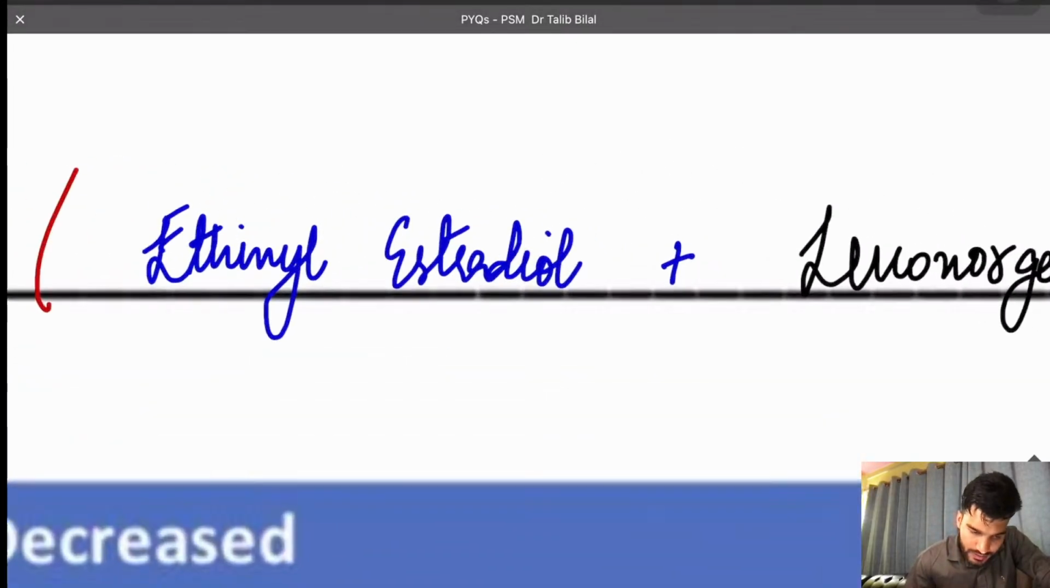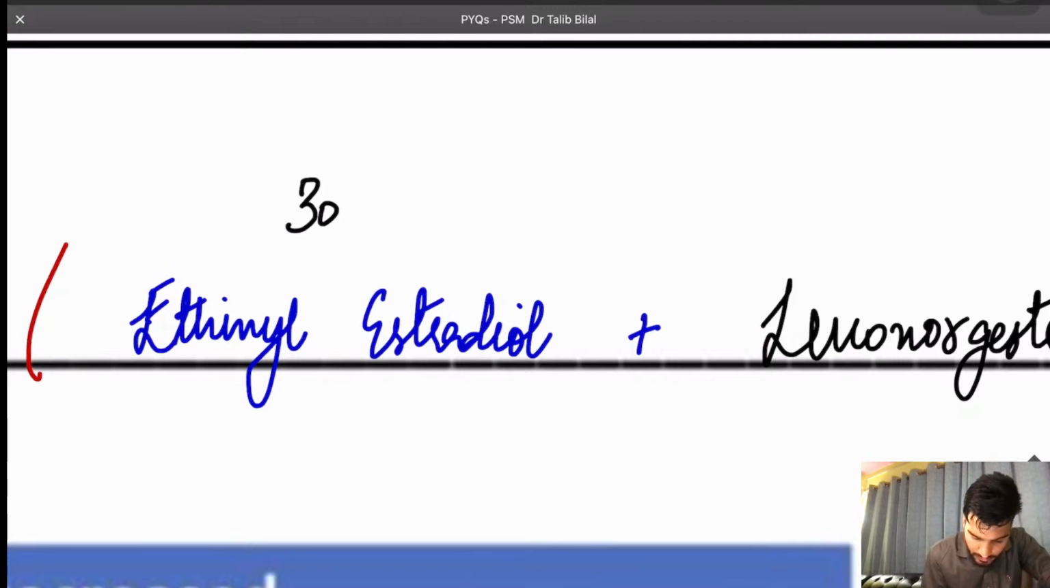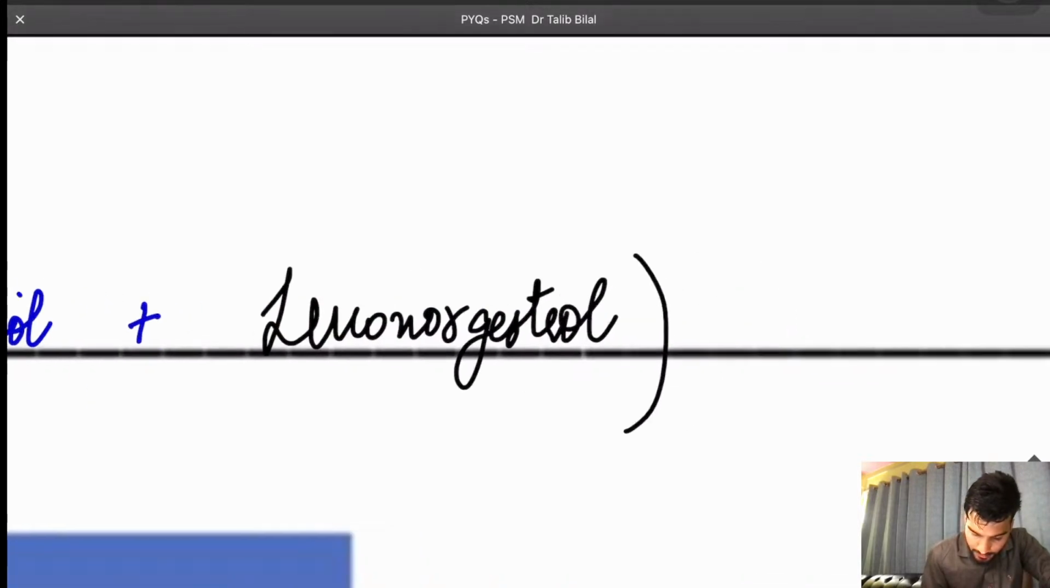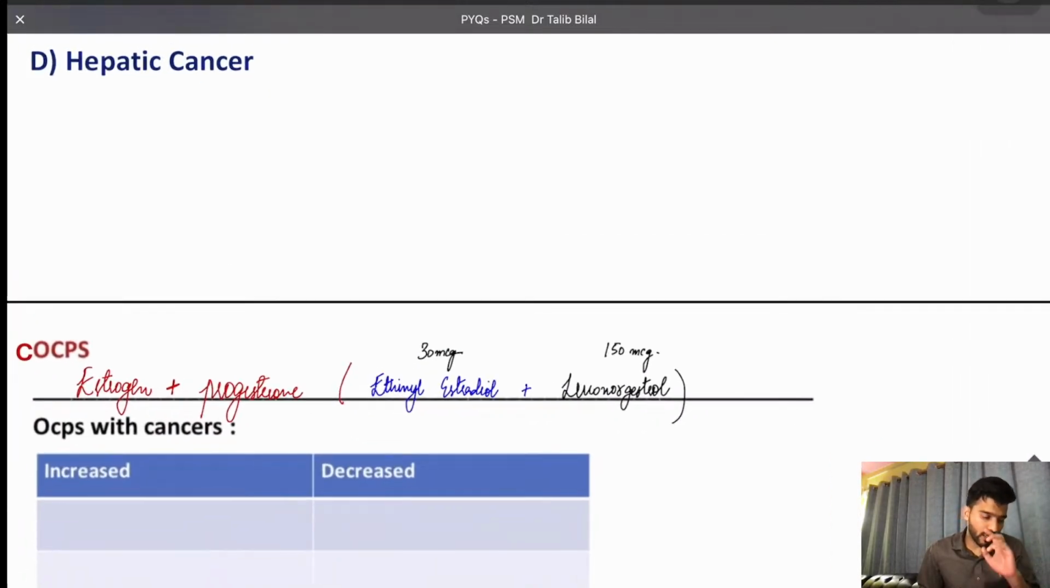How much ethinyl estradiol is there, my dear students? It is very less, 30 micrograms. And how much levonorgestrel? 150 micrograms. And you have 28 pills, or 21 pills, of OCP.